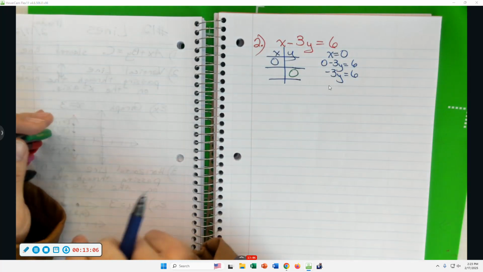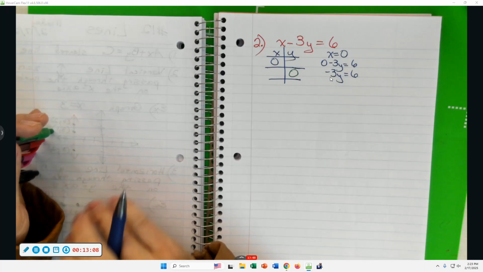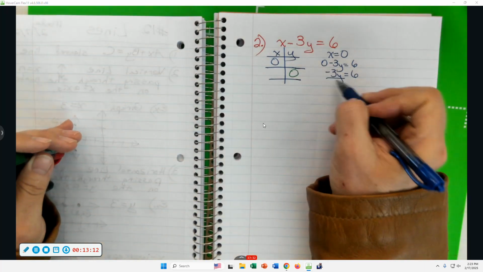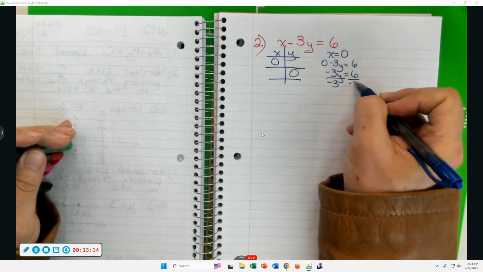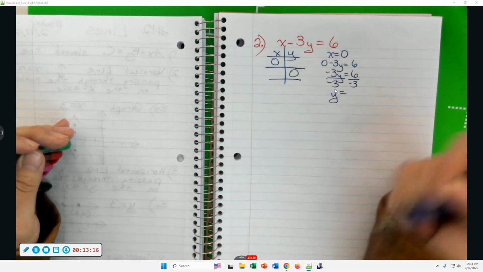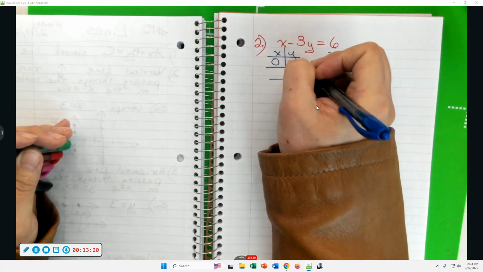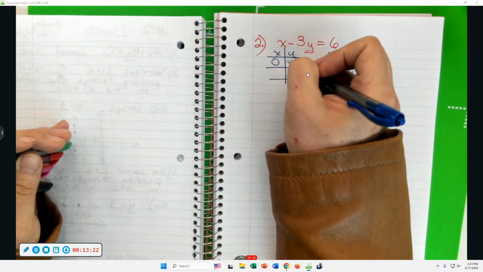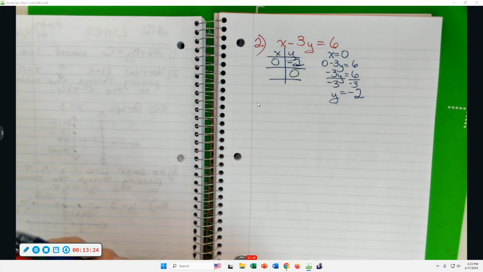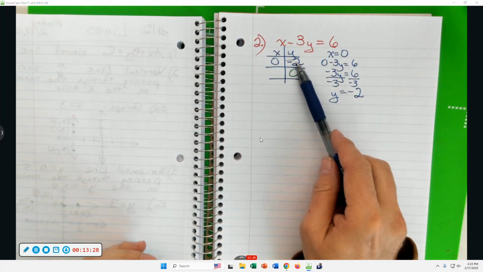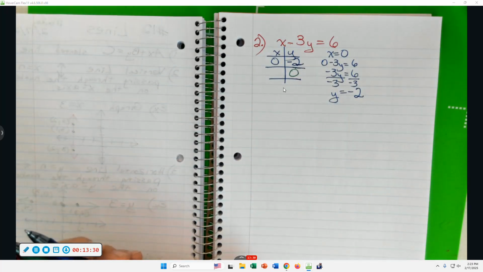What does that tell us about y? Divide by negative 3 to get y equals negative 2. So I just now found out where the graph is going to pass through the y-axis. It'll pass through the y-axis at negative 2.